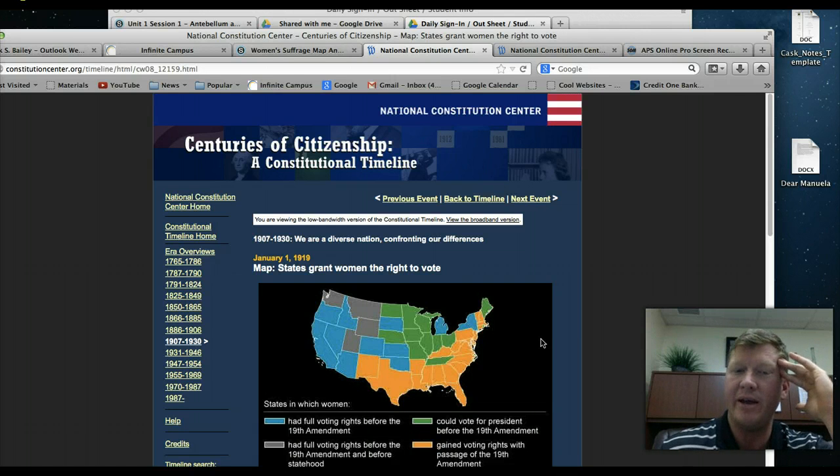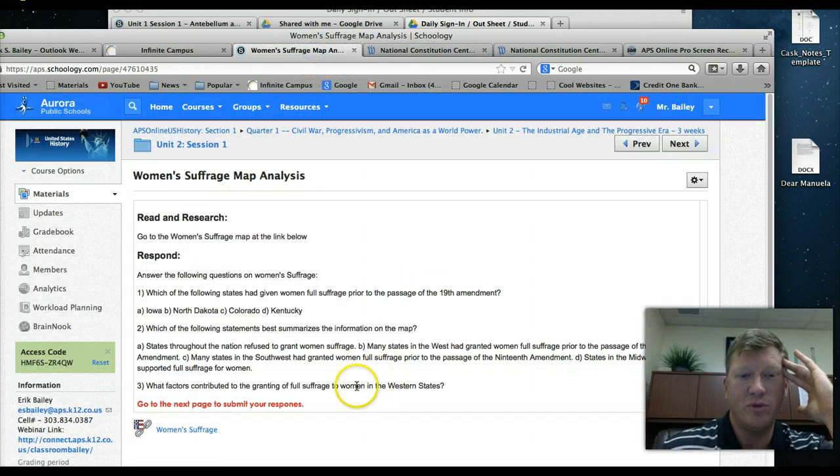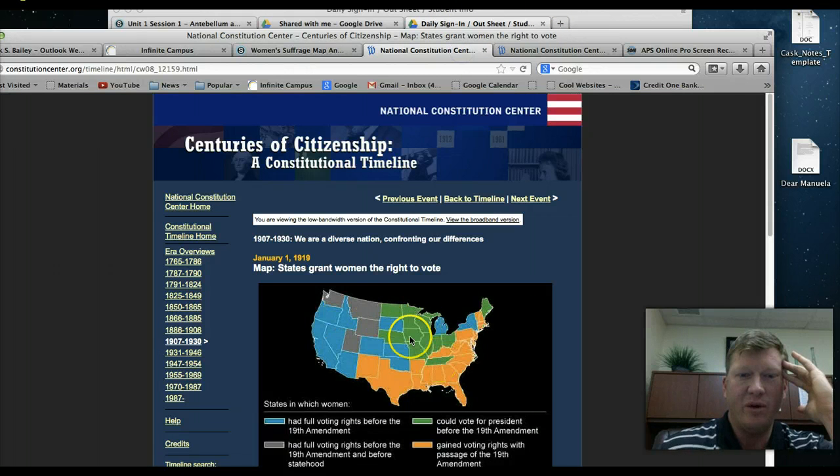So think about that when you're answering that last question: what factors were giving women the right to vote? What factors contributed to the granting of full suffrage to women in the United States? You've got to look at how all these states out here are becoming states where women can vote. Think about that, and what factors were contributing to the passage of the 19th Amendment.